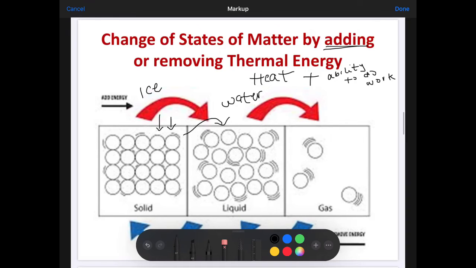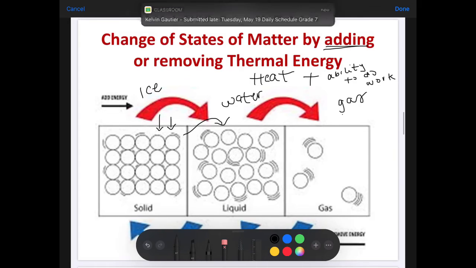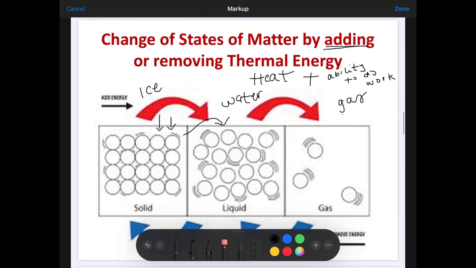That's adding thermal energy. Now, if we were now to get from water to a gas, we would have to add even more heat. So think of boiling water. When you boil a pot of water, you always need to put a little bit more water than you think you need, because when you boil it, some of that water turns into gas. So when we're adding heat energy, I want you to think of the ice to water to gas. Now, if we were to go backwards, we're removing thermal energy.